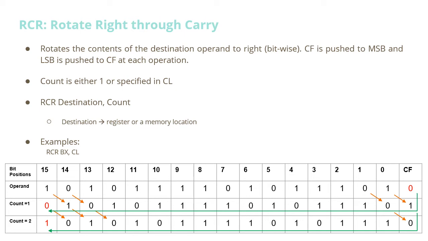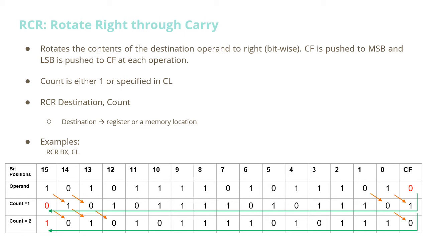Now after the first operation, what happens is that the LSB of the operand, that is 1 in this case, will be moved to the carry flag, and the value that is there in the carry flag, 0, will be transferred to the newly introduced MSB, which is at bit position 15. All the other bits will be shifted to the right in a bitwise manner.